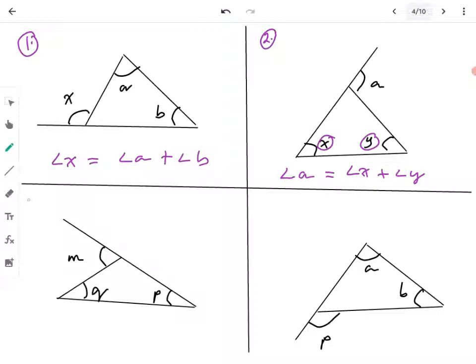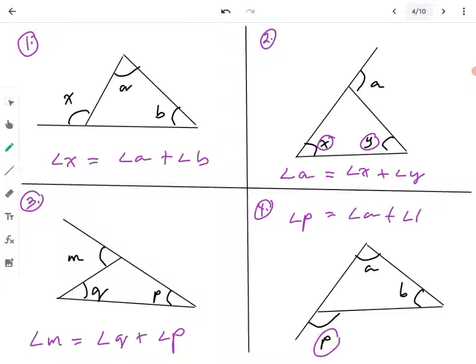And in figure number 3, it says that our exterior angle is M. So we say angle M is just the same as the sum of angle Q plus angle P, or angle P plus angle Q. The same with figure number 4. Our exterior angle is angle P. So we say angle P is equal to the opposite interior angles, angle A plus angle B.